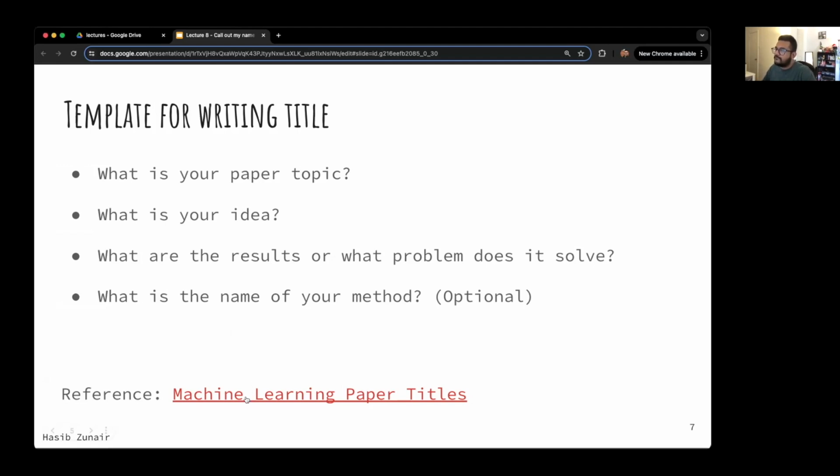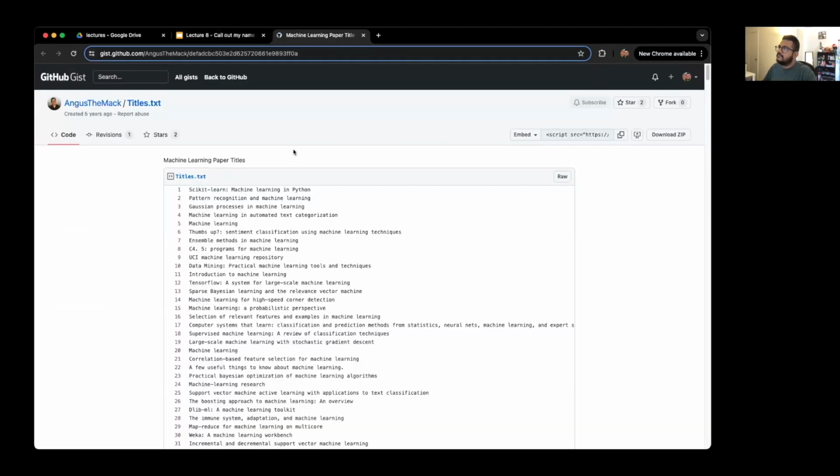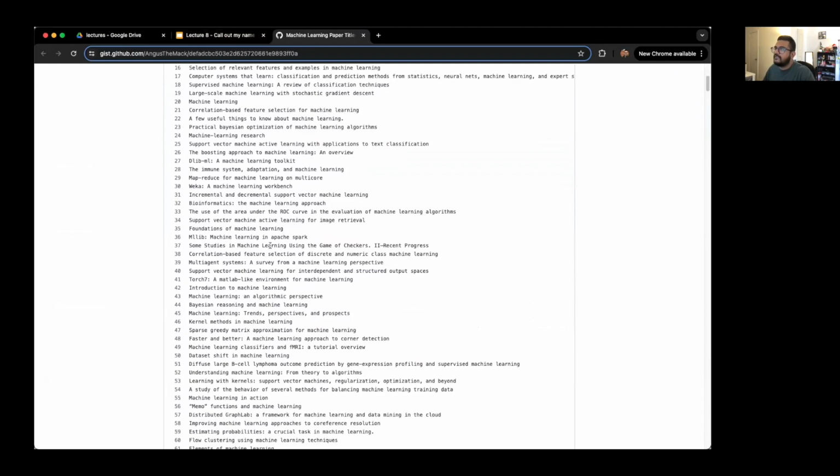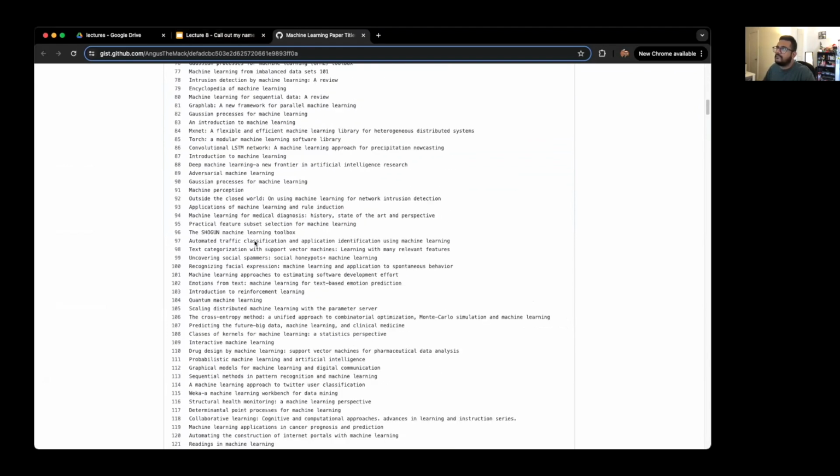I've added a reference here, which is called Machine Learning Paper Titles. So if I quickly go over the link, you would see a bunch of titles of different papers. So if you go over them, you would get an idea or an understanding of what paper titles would look like.